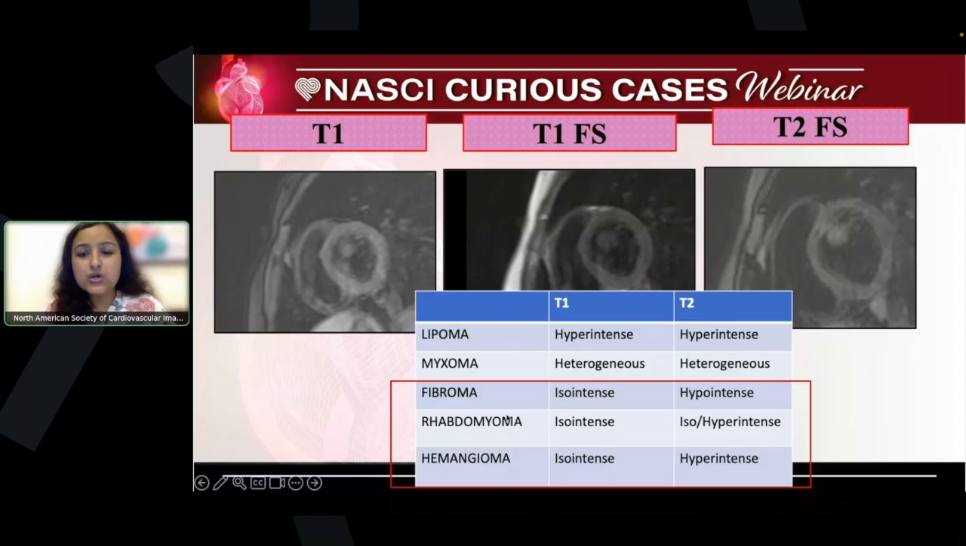So we are left with three alternatives: fibroma, hemangioma, and rhabdomyoma. Usually a hemangioma would be hyperintense on T2. This mass was isointense on T2, and a fibroma should usually be hypointense on T2 weighted image. But it is very easy to say, and very difficult to distinguish. More often than not, T1 and T2 are not able to distinguish unless it is a clear case of lipoma.